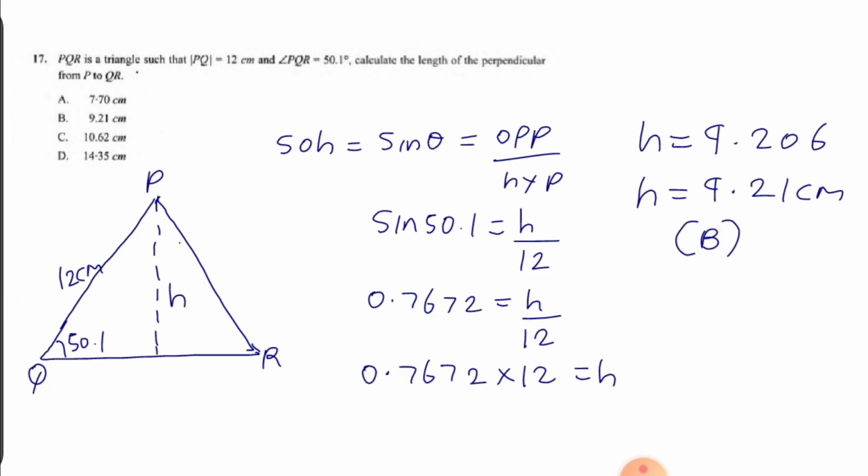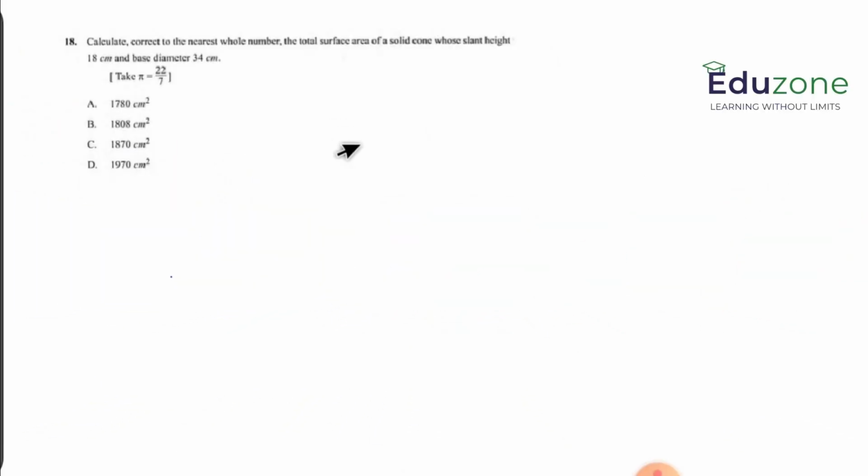Let's look at the next question. Now, in our next question, we are working with the total surface area of a solid cone. So we should calculate the total surface area of a what? Solid cone. Now, they gave us the slant height. Slant height is 18 cm, and they gave us the base diameter. Diameter is 34 cm. If we have the diameter, we can calculate the radius. So if diameter is 34 cm, then the radius will be 34 divided by 2, which is what?